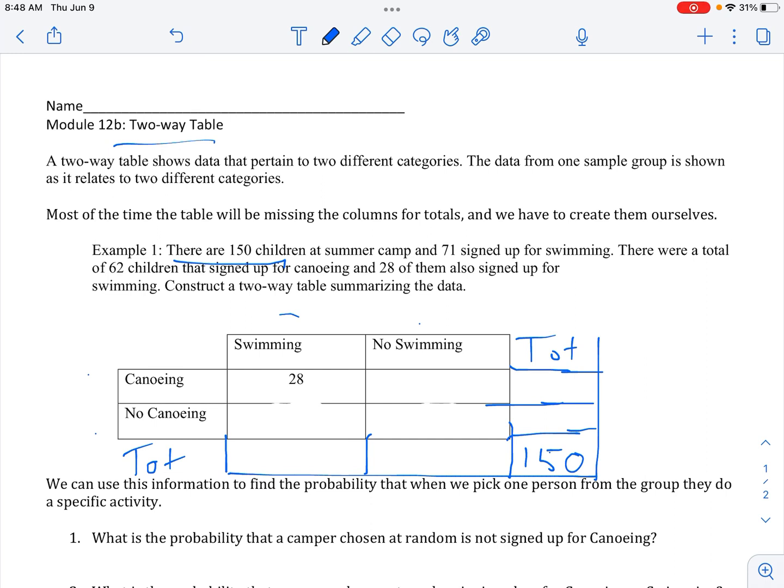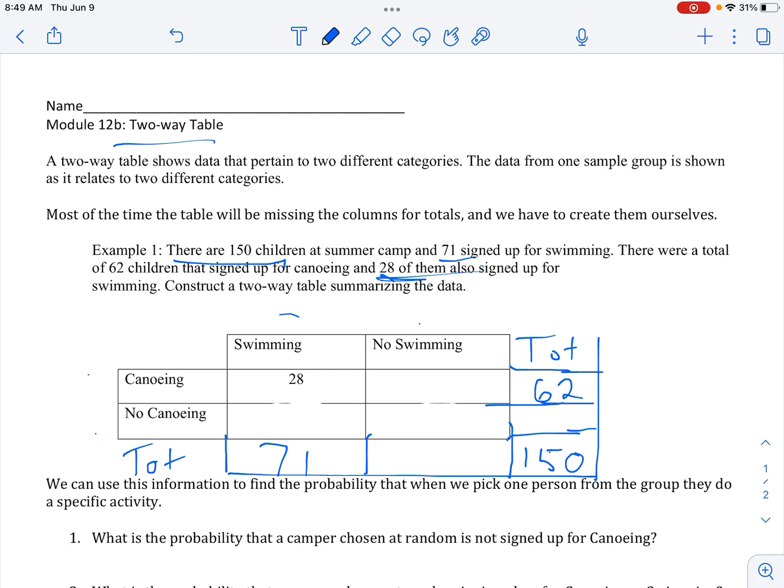That kind of helps, but doesn't quite get me there. Let's see what other information we have. 71 signed up for swimming. Sweet. So this box down here is the total number of swimming individuals. It says there's a total of 62 that signed up for canoeing, so there's 62. And then 28 of those who signed up for canoeing also signed up for swimming. All right, so there's my 28 that are both canoeing and swimming.